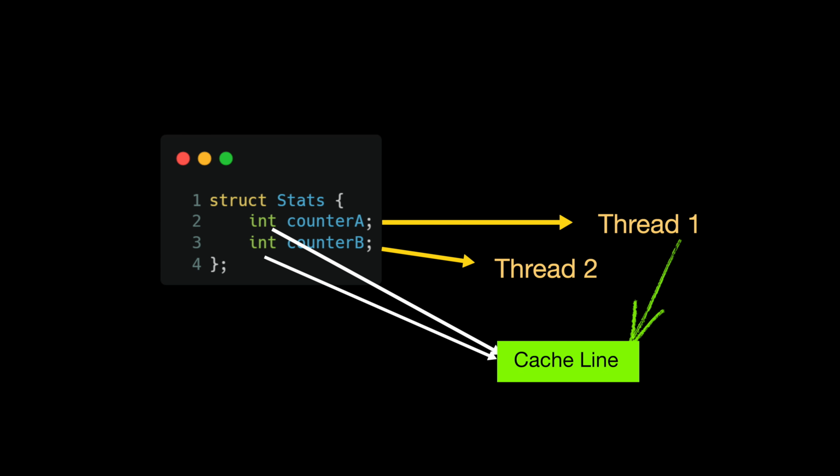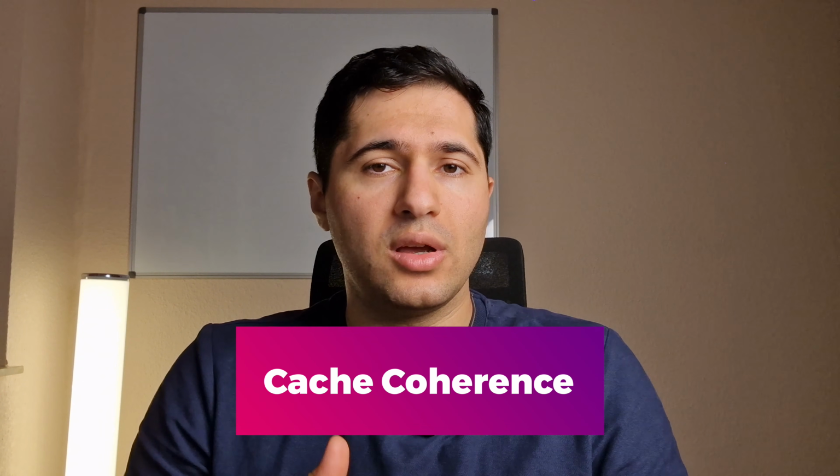So when you access counter A, the CPU loads the 64 bytes, which includes counter A and counter B, and also potentially other variables. If another core modifies anything in that line, the whole thing will get invalidated. It has to refetch it. And that's cache coherence. This is usually a good thing. It makes the shared memory consistent.